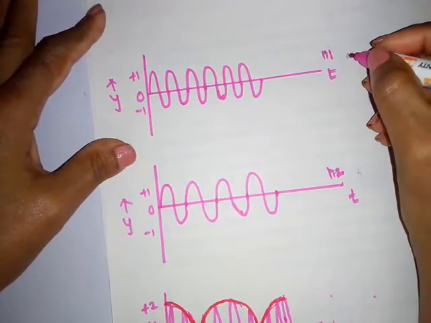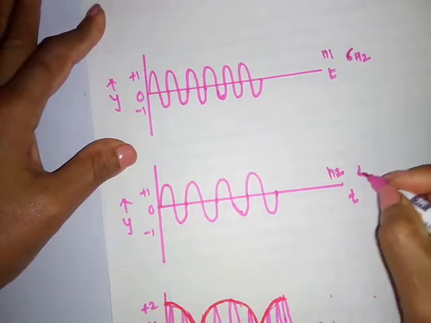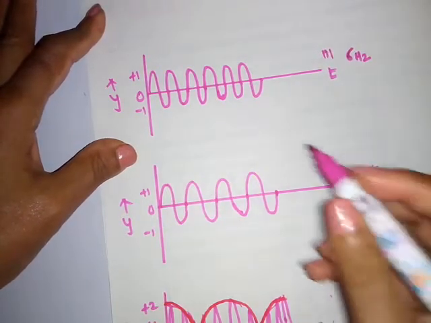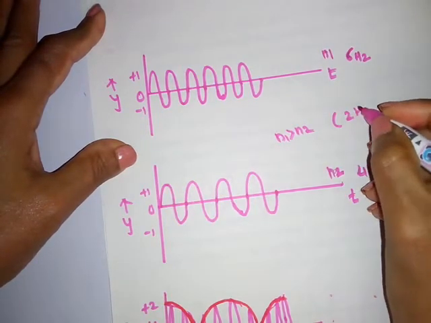If the frequency of the first wave is 6 Hz and that of the second wave is 4 Hz, means n1 is greater than n2 but the difference is 2 Hz.